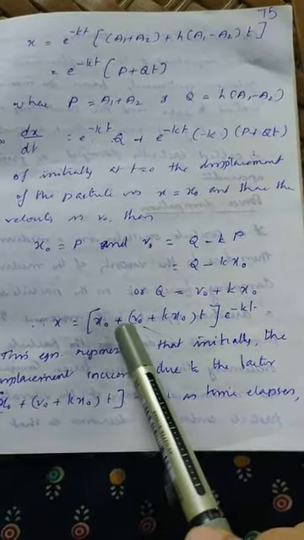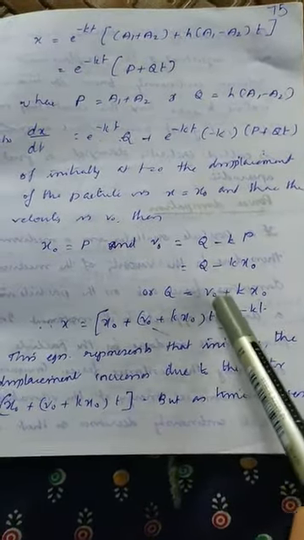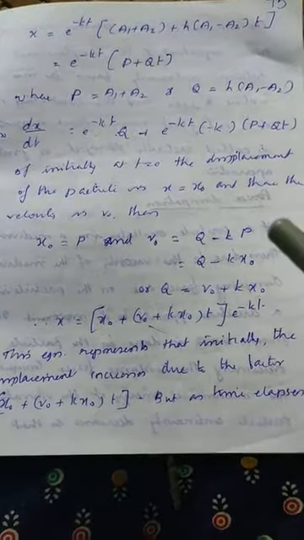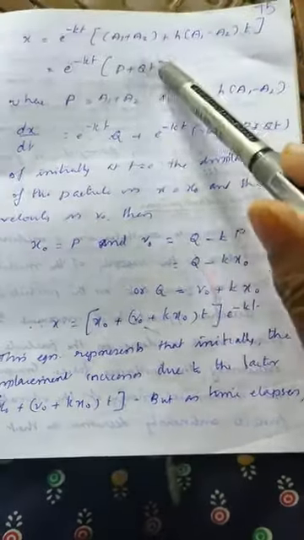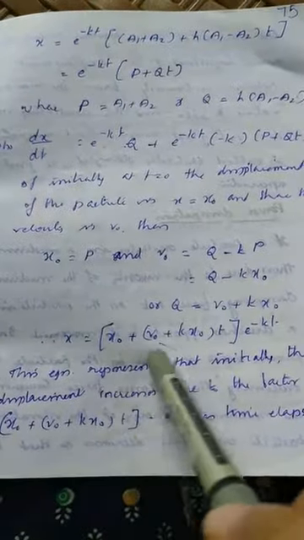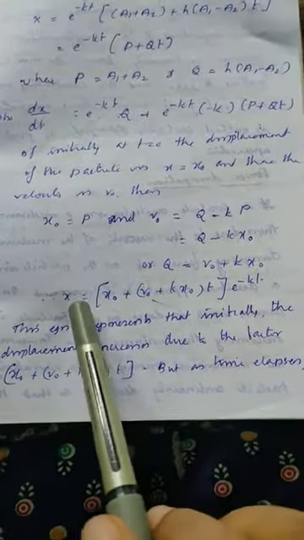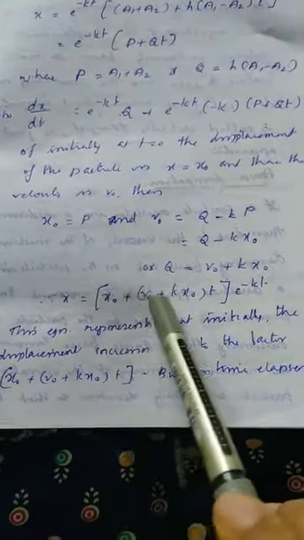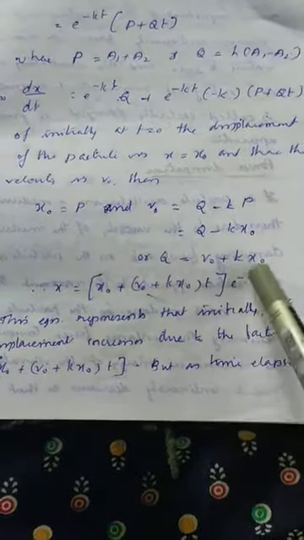Now the value of x becomes x0 plus v0 plus kx0 into t, into e to the power minus kt. That is, we are substituting the value of p and q in this equation, putting back in this equation. So we will get x is equal to this equation. If you note this equation, you can see two terms containing the factor t. This is linear, this is exponential.